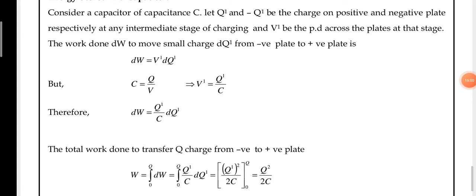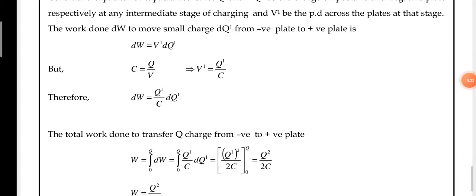We know that potential equals work by charge. From this, work equals potential into charge. That's why dW equals V dQ. But here C equals Q by V, so V dash equals Q dash by C. So dW equals Q dash by C into dQ.